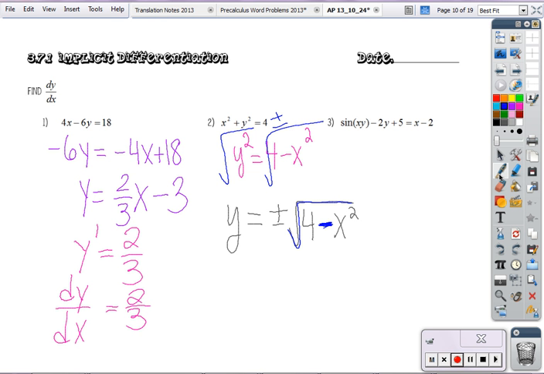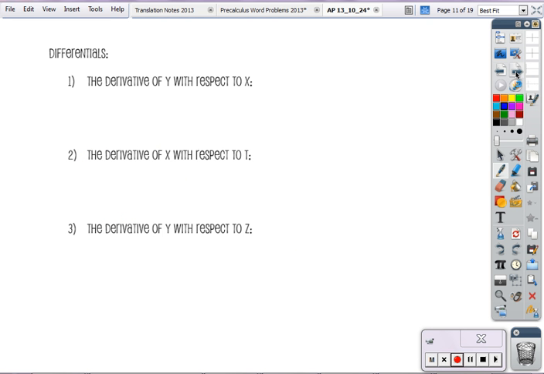So what we're going to learn today, you can find its derivative. You just won't do it the way you're used to. Okay? So, on that next page, let's first talk about wording, because the wording is important.